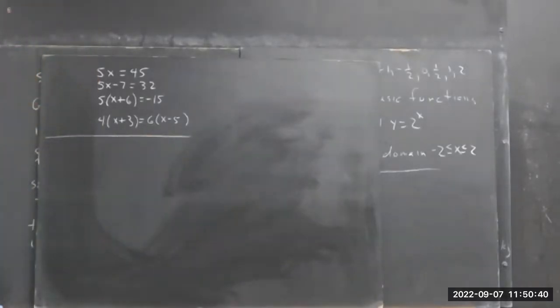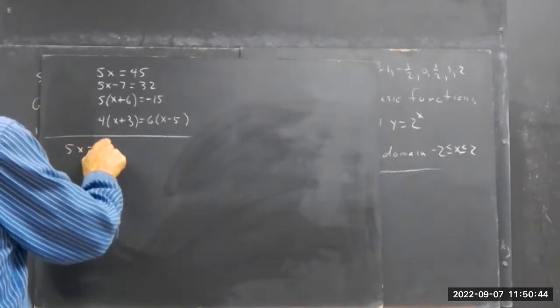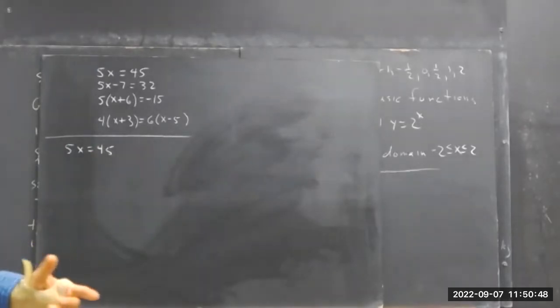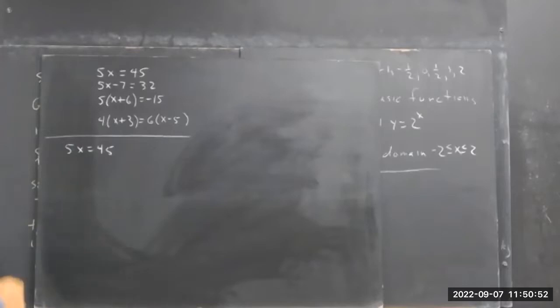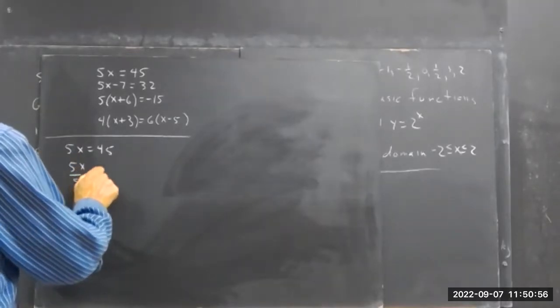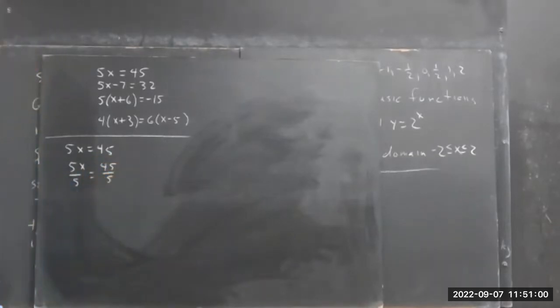We have 5x equals 45. Well, one rule says we can divide both sides of the equation by the same quantity. So I can do 5x divided by 5 equals 45 divided by 5.